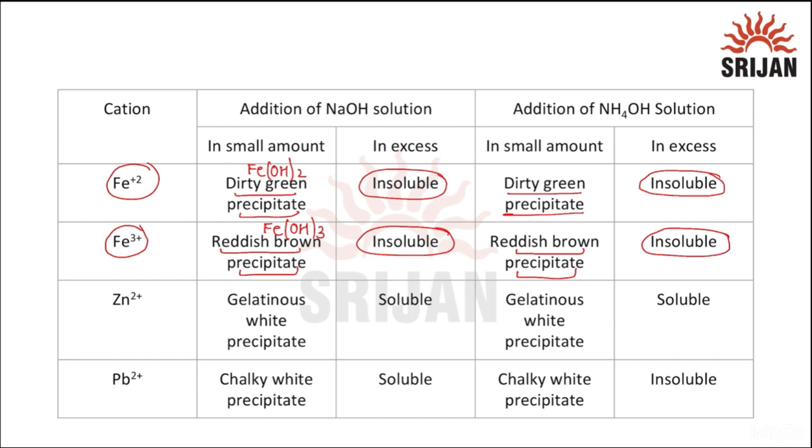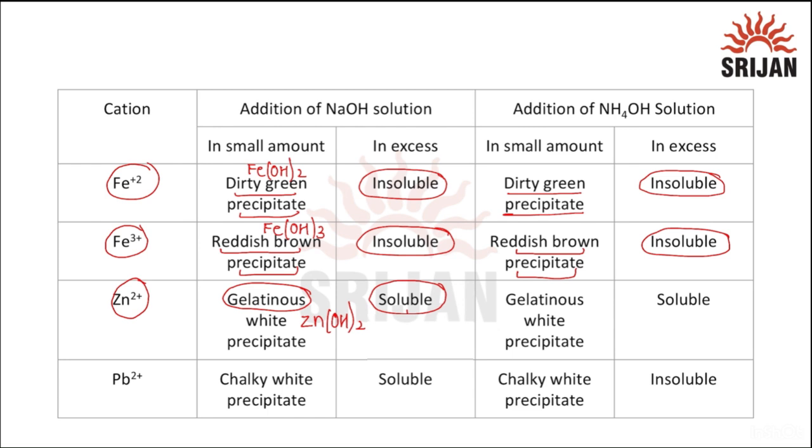and this remains insoluble even if we add NH4OH in excess. Coming to the second last cation, that is Zn2+, we will always observe a gelatinous white precipitate due to the formation of Zn(OH)2 when we add NaOH in small amount. But this becomes soluble as we increase the amount of NaOH, that is, we add sodium hydroxide in excess. The precipitate that is initially formed then dissolves and gives us a colorless solution when we add NaOH in excess.